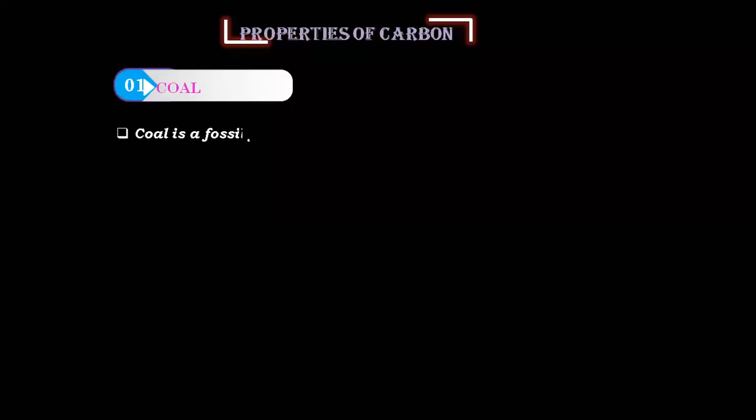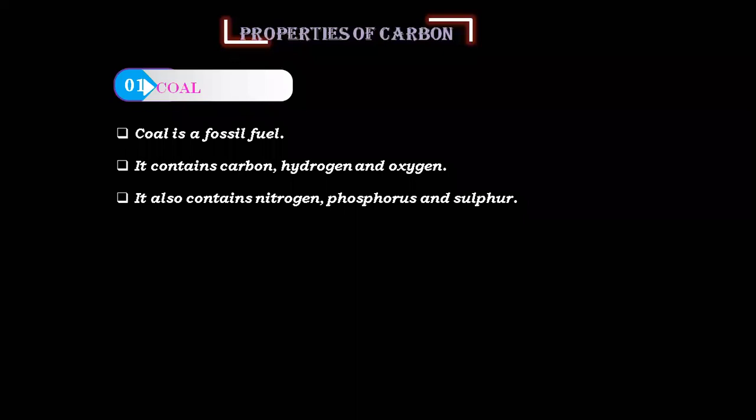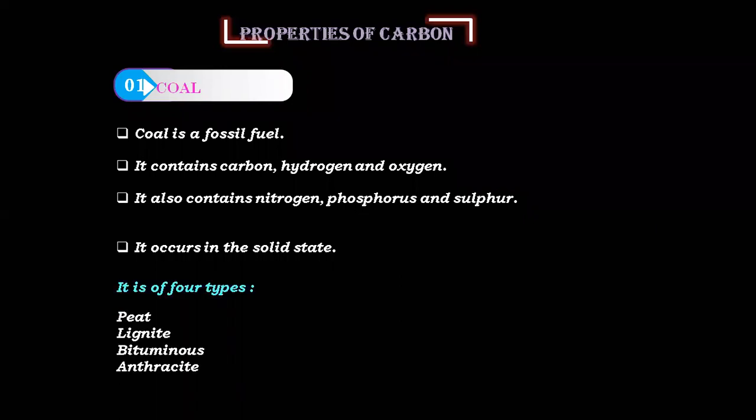Okay. So now, the first one we were talking about is coal. Coal is a fossil fuel. In coal, we do have carbon, but along with carbon, it contains hydrogen and oxygen as well. It also contains trace quantities of nitrogen, phosphorus, and sulfur. It occurs in the solid state, and the four types of coal are peat, lignite, bituminous coal, and anthracite.